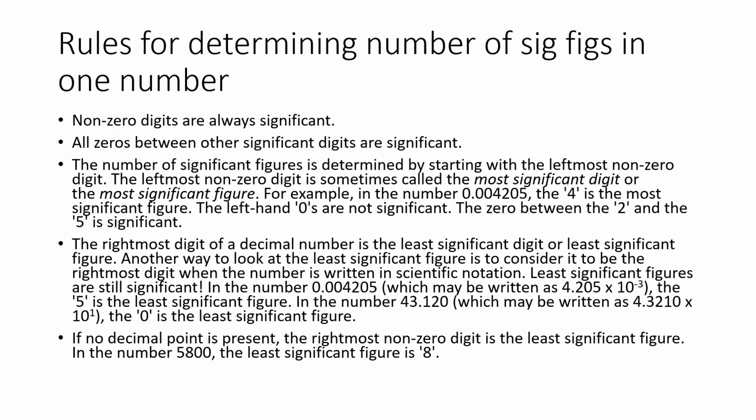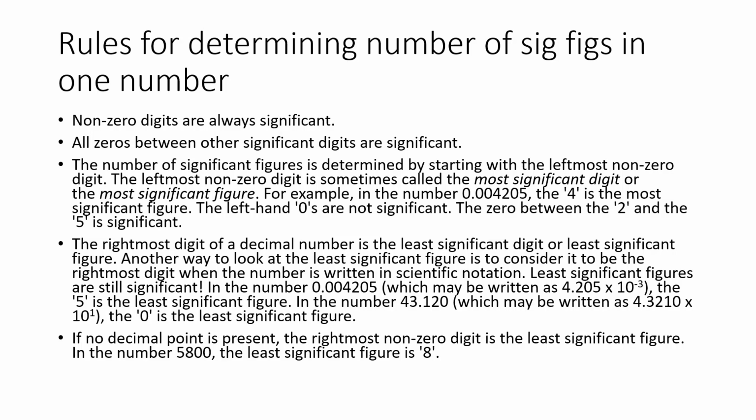So within these notes, we have the rules for determining the number of sig figs in one number. These are just the rules for if you are given a number, a measurement, and trying to figure out how many of its digits are significant. There are different rules for figuring out, if you calculate a number, which digits of it should be significant. So these are the rules for if you are given a number, you're looking at it, and you're trying to figure out how many of its digits are significant.